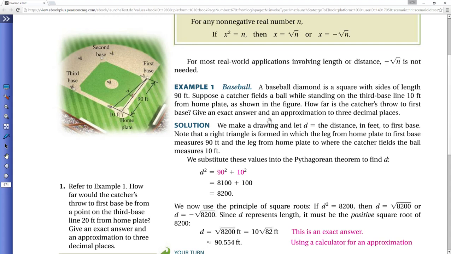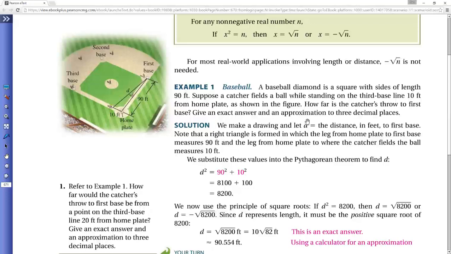In this example with baseball, a baseball diamond is a square with sides of a length of 90 feet. So from home base to first base is 90, to second base is another 90, 90, 90. The only way that can occur to have all equal sides is if this is a square. So these are all 90-degree angles formed in this square, which is important when we deal with the building of this next triangle.